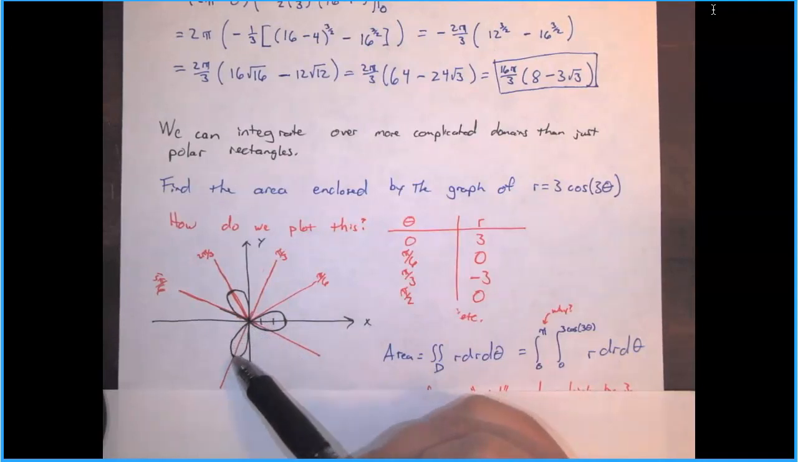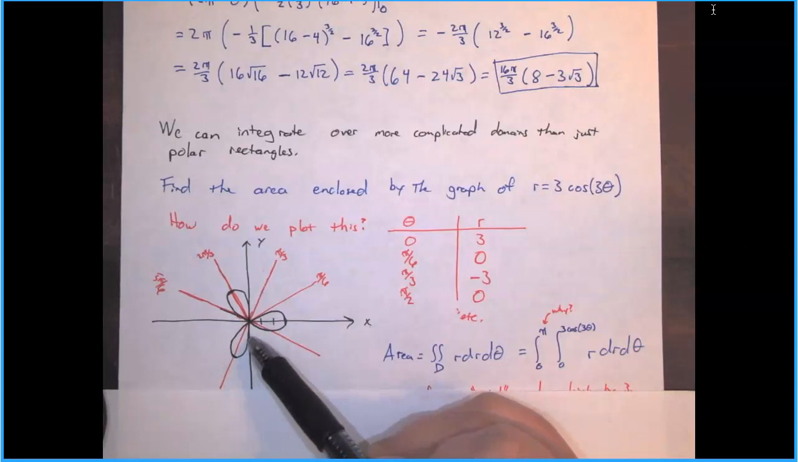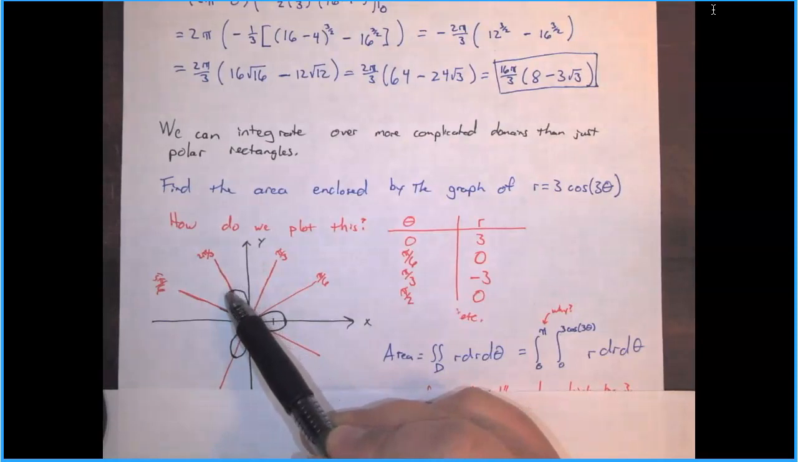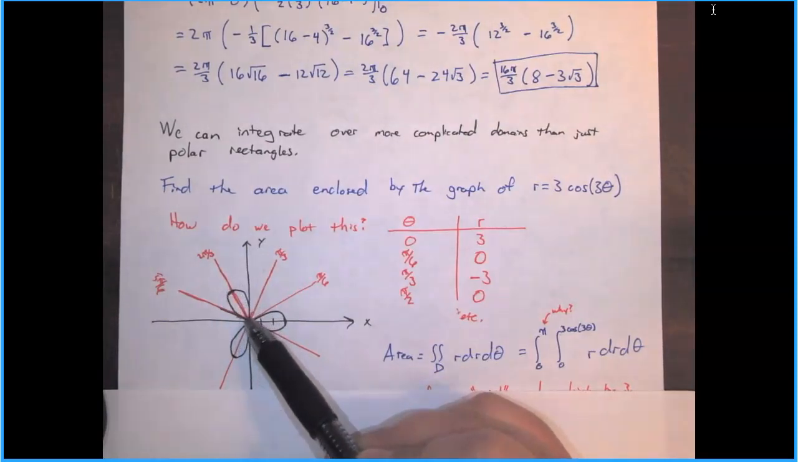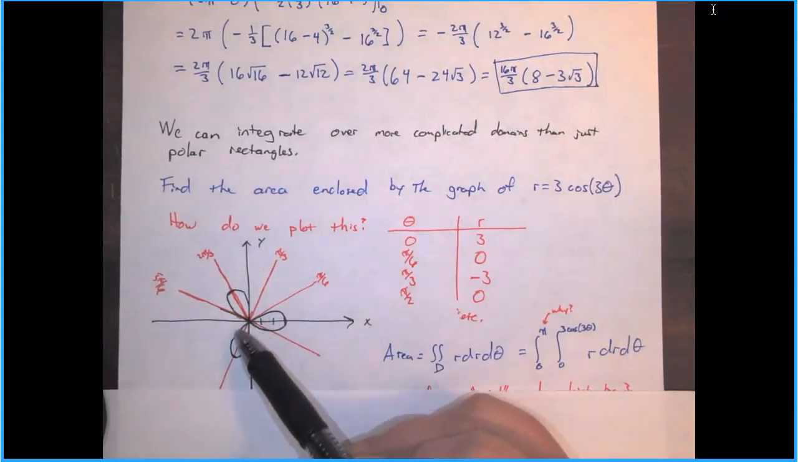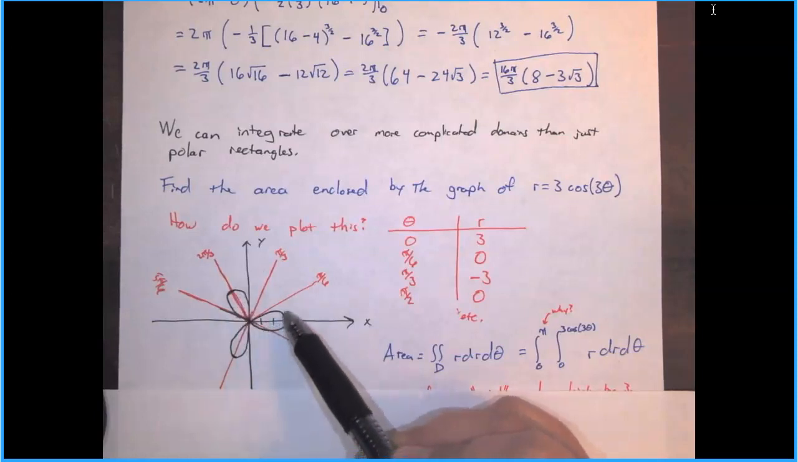Once I get to pi over 2, I'm 0 again. So I come back to the origin. If you keep going around, if you plug in 2 pi over 3, you would get 3. If you plug in 5 pi over 6, you get 0. And if you plug in pi, you would get negative 3, and you'd be back here. So it traces out this curve.